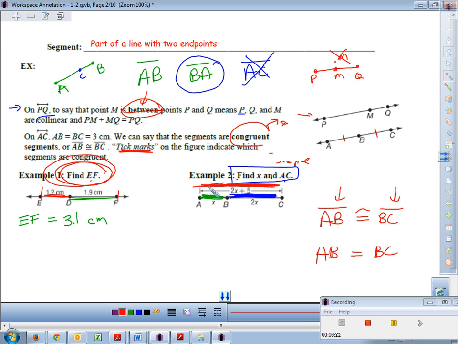Green plus blue equals red. Doesn't that make sense? See how highlighters help me out? I'm a highlighter guy. What's the green thing in terms of x? How long is the green thing in terms of x? I made it so easy that it's x units long, right?